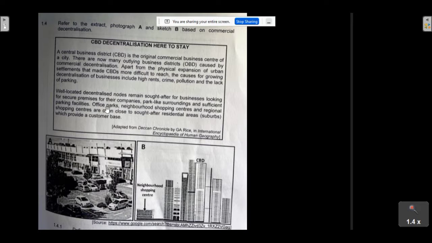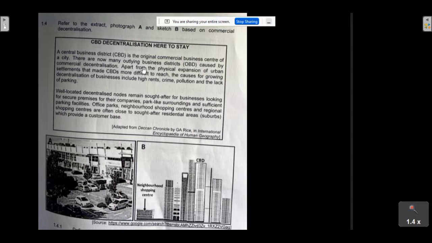So let's read the extract and then we'll answer the questions. CBD decentralization here to stay. Good. A central business district is the original commercial business center of a city. So commercial, of course, refers to trading, selling. Commercial farm, think of that. They sell. So we know that mainly trading is happening in the CBD.